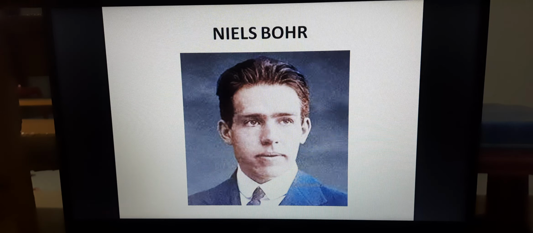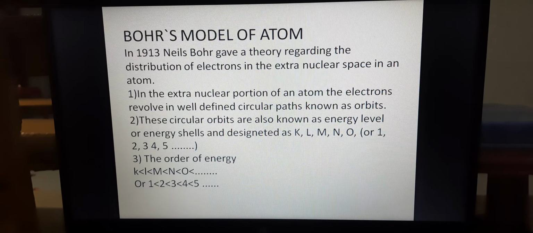This is the photograph of Niels Bohr. So, about Bohr's model, in 1913 Niels Bohr gave a theory regarding the distribution of electrons in the extranuclear space in an atom. In the extranuclear portion of an atom, the electrons revolve in well-defined circular paths known as orbits. About these orbits, in the next video I will explain.